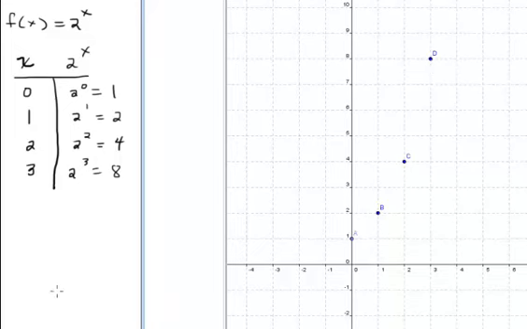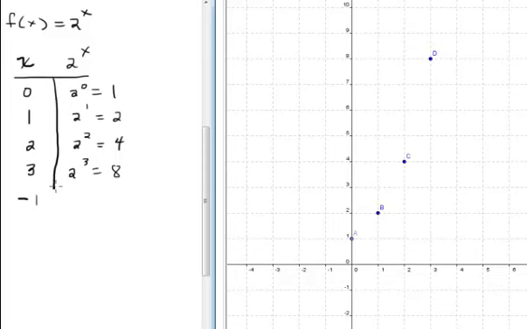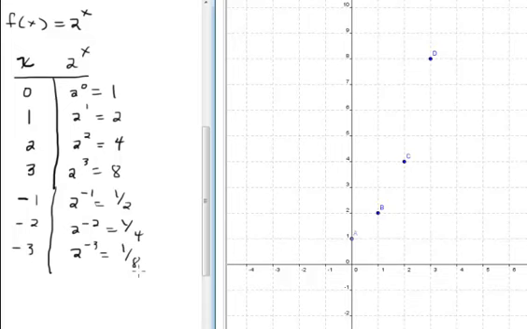Okay, let's see what's happening for the negative x values. So when x is negative 1, let's extend our chart down, we have 2 to the negative 1, which is 1/2. When x is negative 2, 2 to the negative 2, which is 1 over 2 squared, or 1/4. When x is negative 3, we have 2 to the negative 3, which is 1 over 2 cubed, or 1/8.